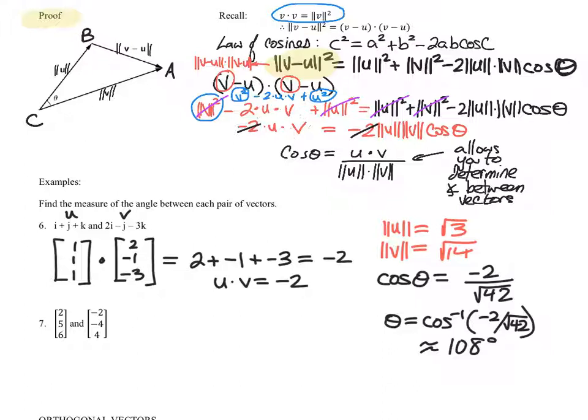So it's not a right angle between them, but it's not too far away from being a right angle. Now, thinking back to the unit circle, 90 degrees, that's orthogonal or perpendicular. What's the cosine of 90?